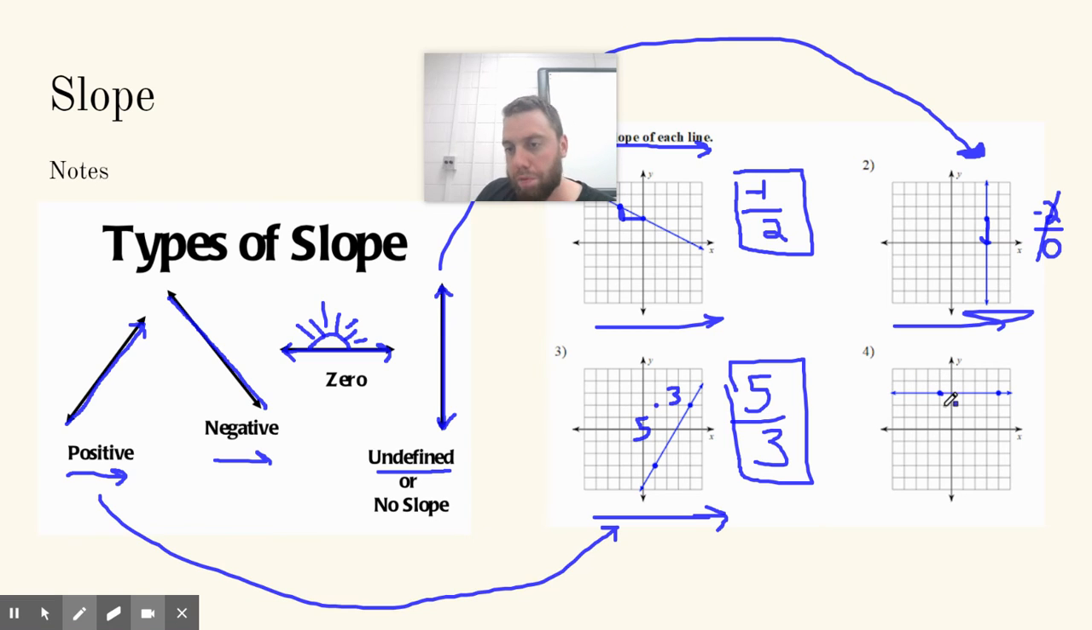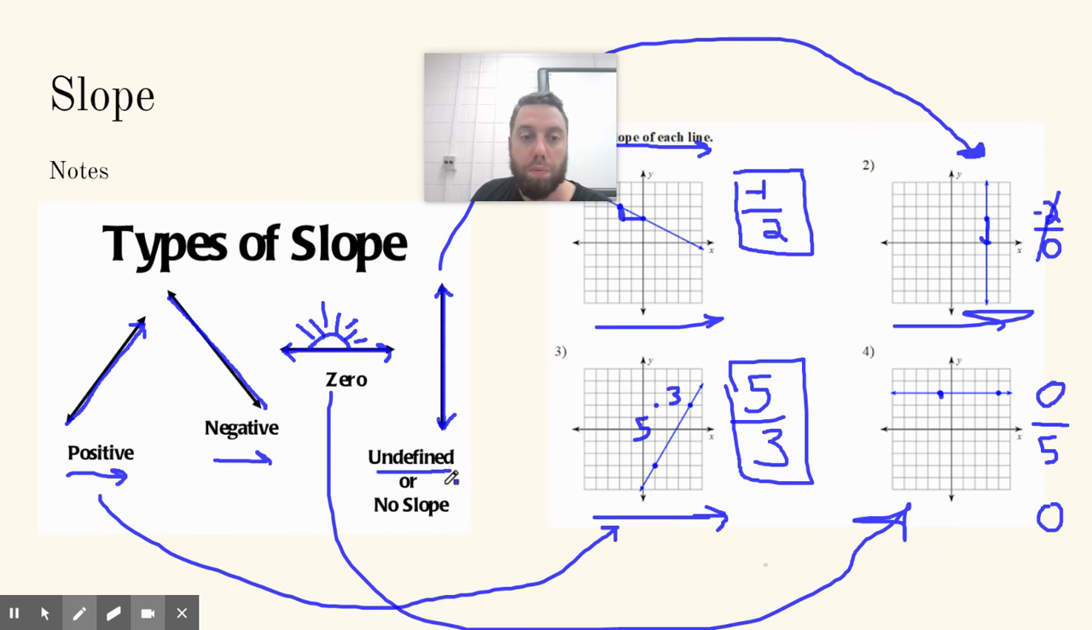Last one. This is a special situation, but we'll pretend it isn't. Now, we're going to start right on the point on the left, and do we go up or down? Neither. It's not rise or run, so it's just 0 divided by. And we go 1, 2, 3, 4, 5 over. 0 divided by 5 is just 0. This is a zero slope, horizontal line.